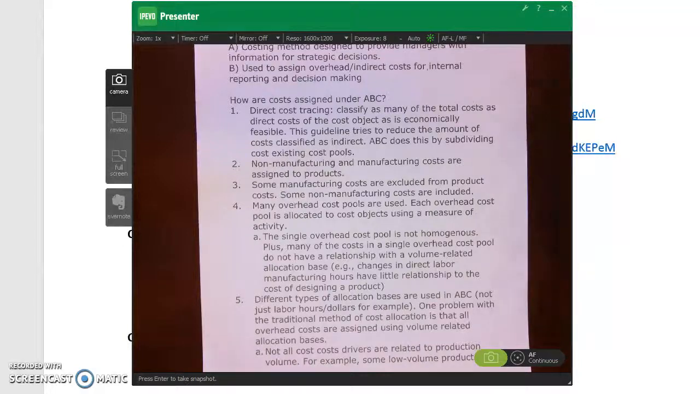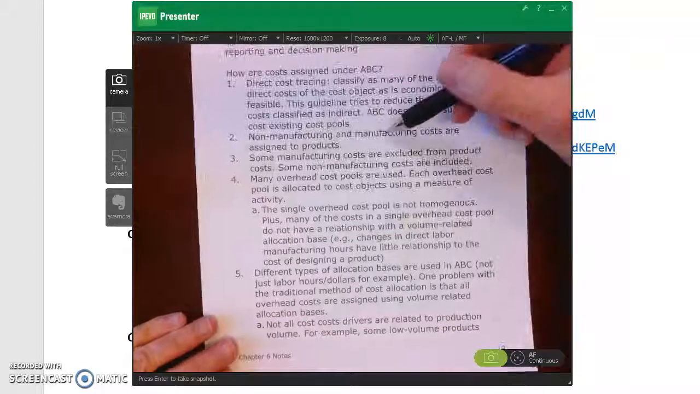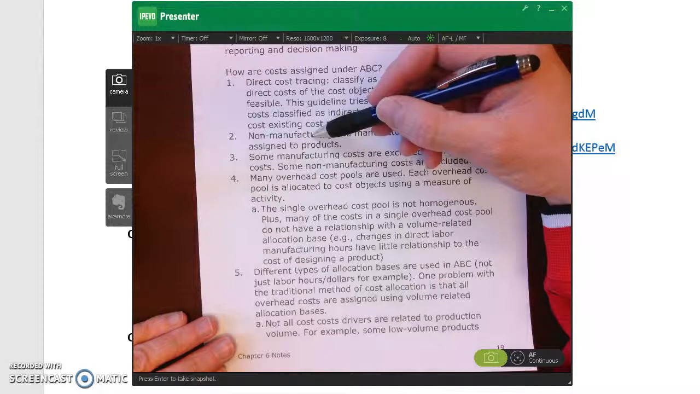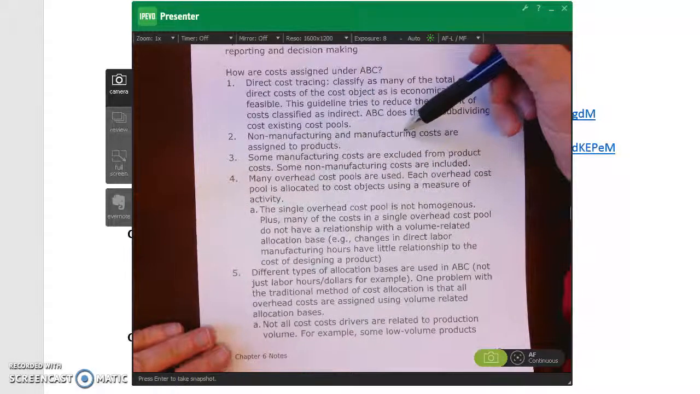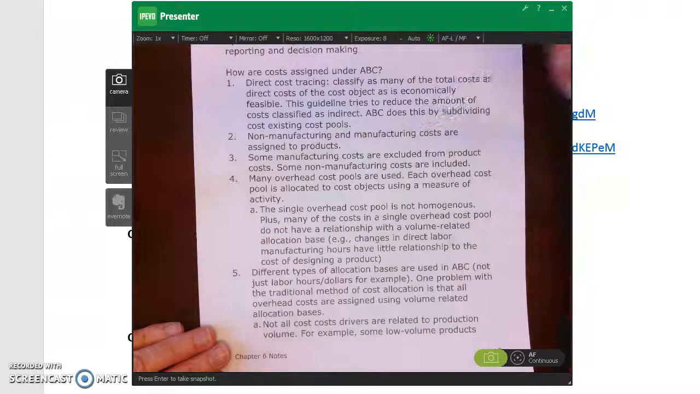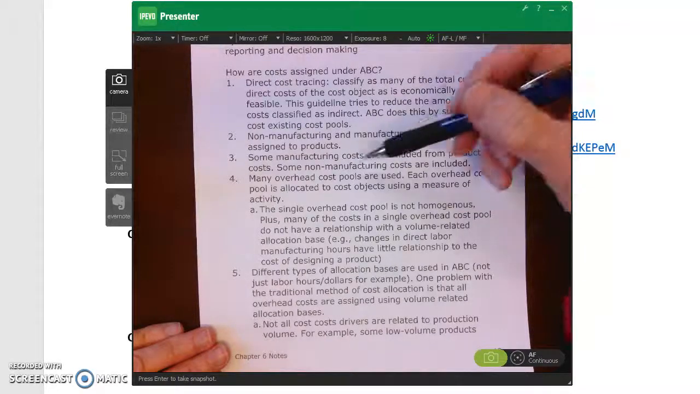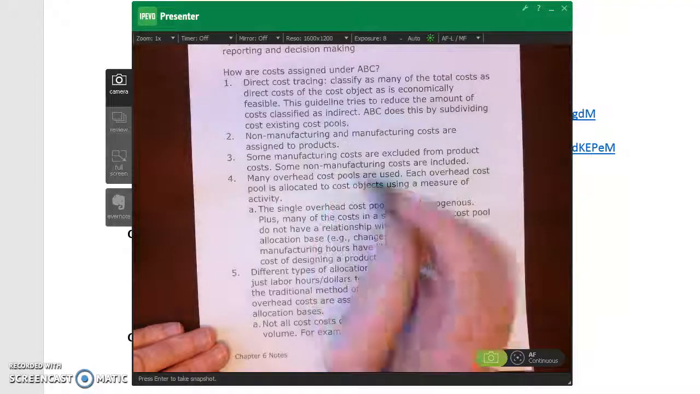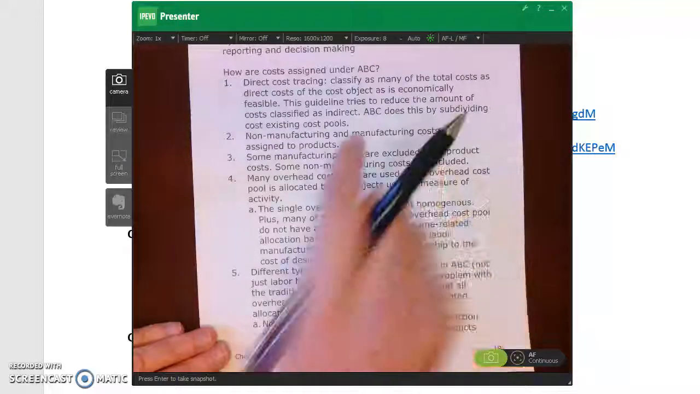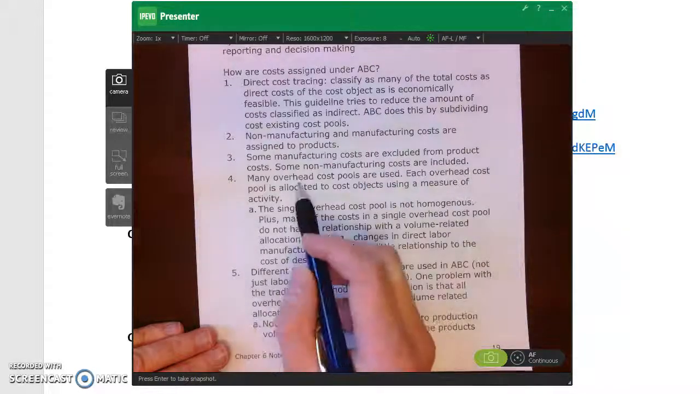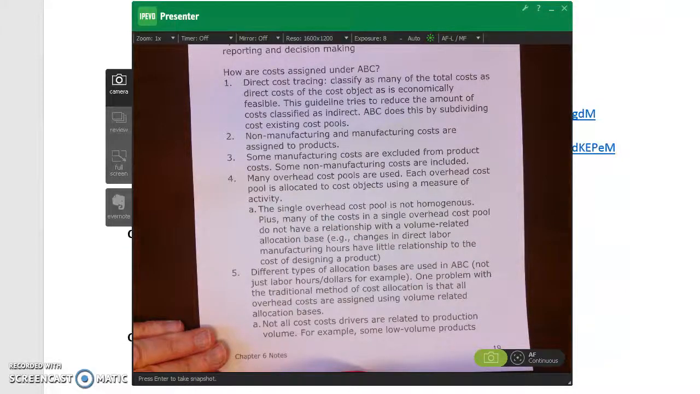Then the other thing about costs assigned under ABC is that we can assign non-manufacturing costs, which would be period costs, and manufacturing costs, which would be product costs, to the products that we make. Some manufacturing costs could be excluded from product costs, and some non-manufacturing costs, such as period costs, would be included, and that's what I was just talking about. We're also going to use multiple overhead cost pools.